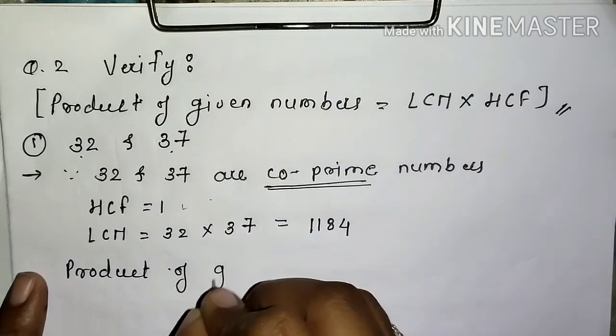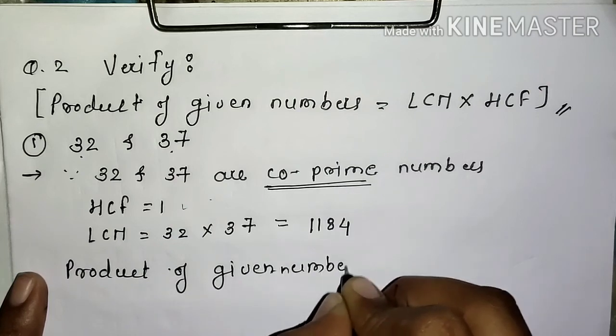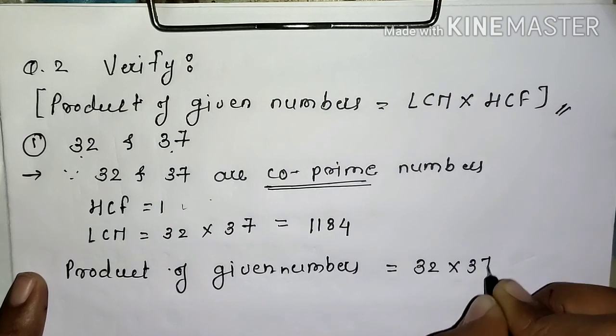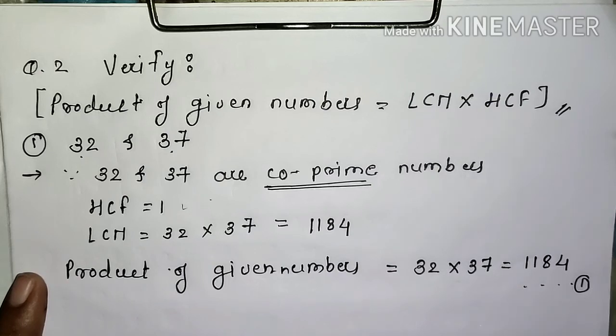Product of given numbers, which is equal to 32 multiplied by 37, which is equal to 1184. Give it equation number 1.